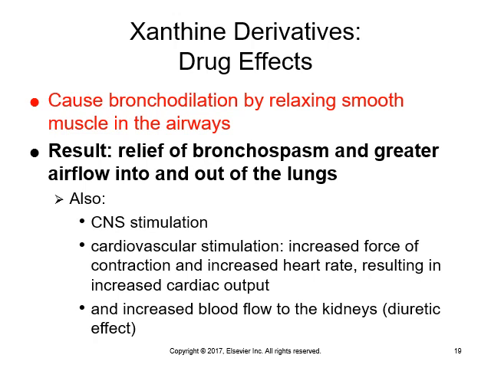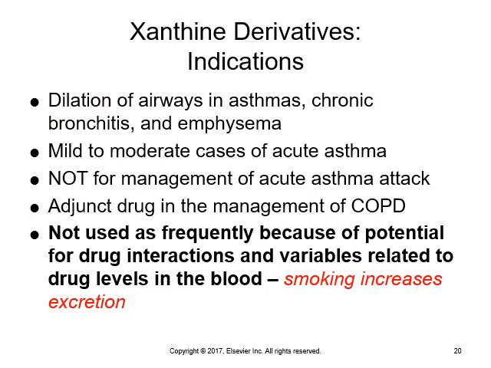Xanthine derivatives, drug effects: they cause bronchodilation by relaxing smooth muscle in the airways. The result is relief of bronchospasm and greater airflow into and out of the lungs. Also, it does provide CNS stimulation and cardiovascular stimulation, with increased force of contraction and increased heart rate, resulting in increased cardiac output and an increased flow of blood to the kidneys. So it also has a diuretic effect as well.